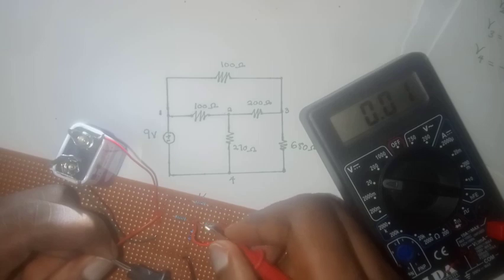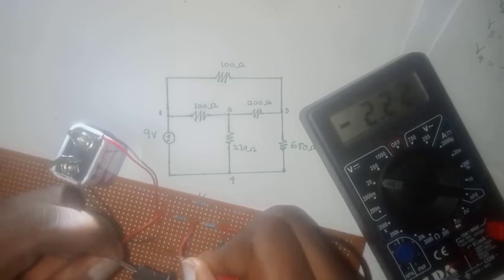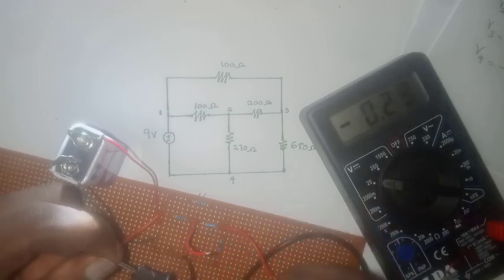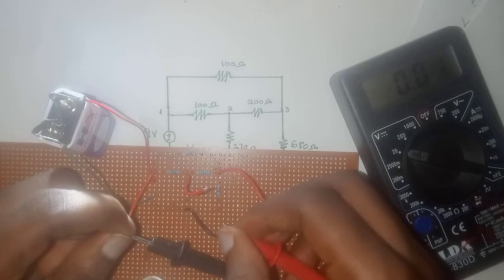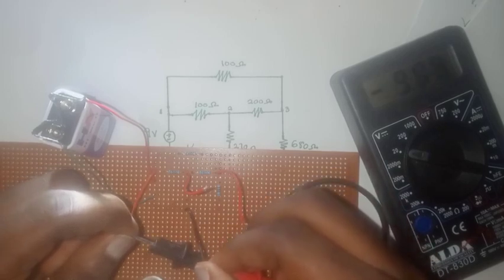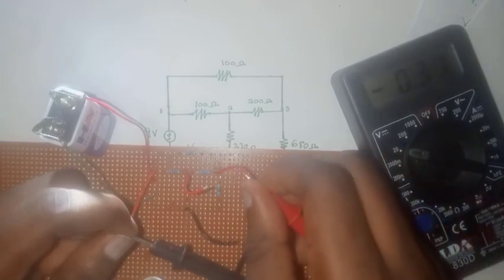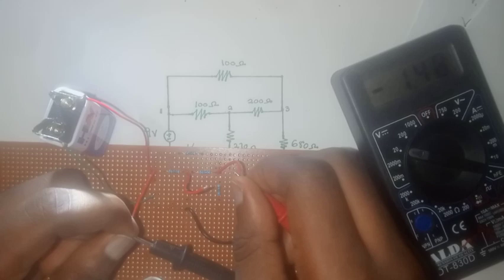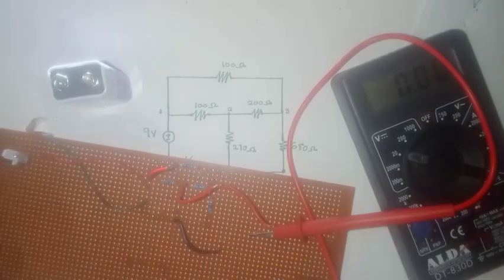We are going to measure the node voltage at 2, which is minus 2.22 volts. Then we're going to measure the node voltage at 4, and that gives us minus 9.09 volts. I'm going to measure the node voltage at 3, which is minus 1.48 volts. Let us proceed to node 2.